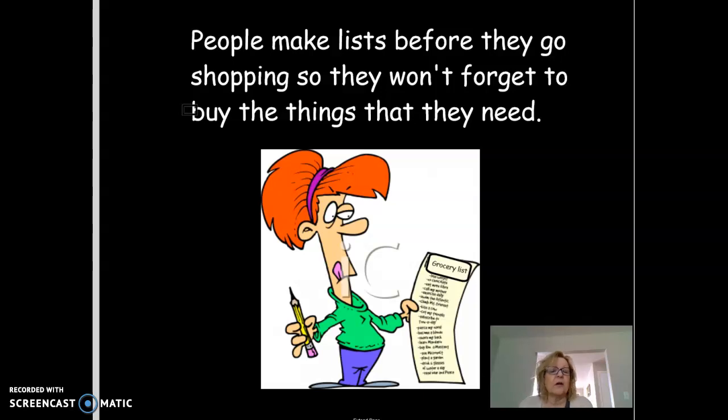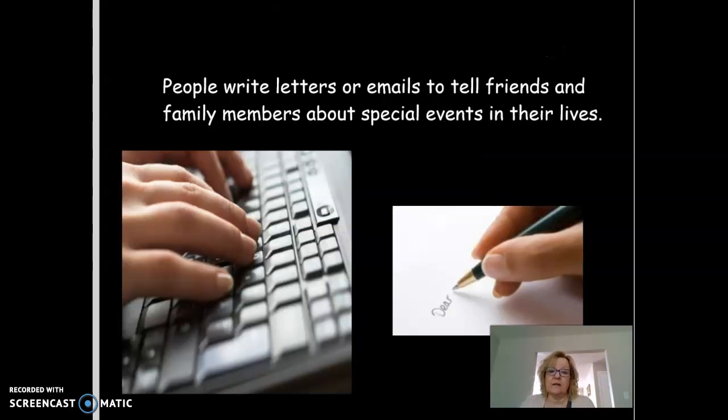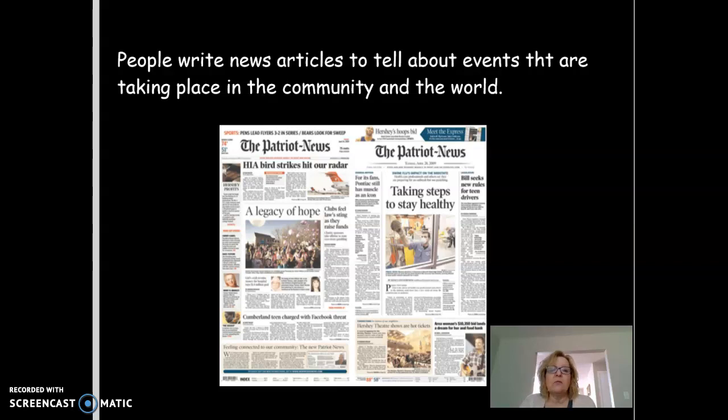We're going to be looking at author's purpose. So let's look at what happens when people write. They make lists of things before they go shopping so they don't forget anything. They write letters or emails, tell friends about special events or things going on in their lives. They write news articles to tell about events taking place in the world or the community.